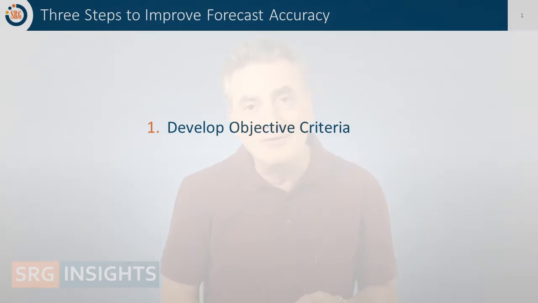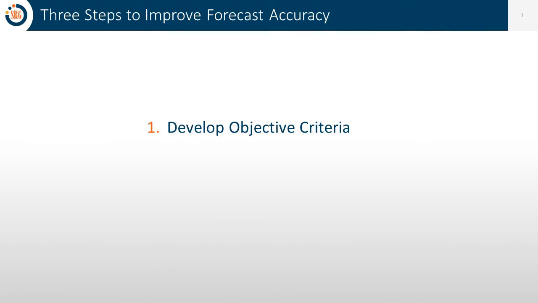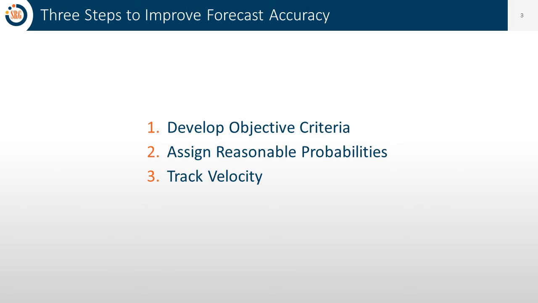So hopefully that helps. Just to recap, no set number of stages, but make sure that the stages are tied to the customer criteria or customer process. Step 1, assign clear exit criteria associated with each stage. Step 2, assign reasonable probabilities to each stage. Step 3, track velocity within each stage. And if a deal is dormant for over a period of time, however you define it, move it to the inactive pipeline.